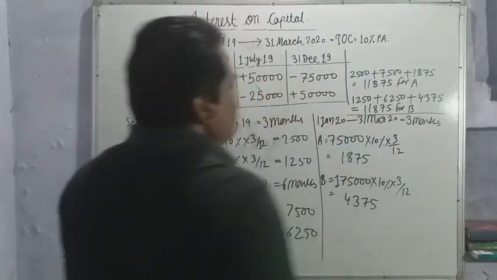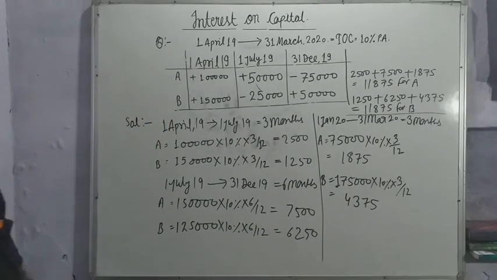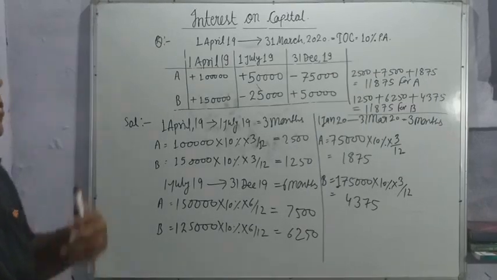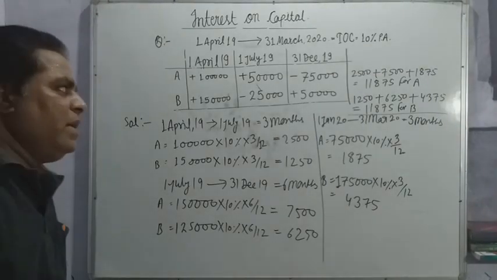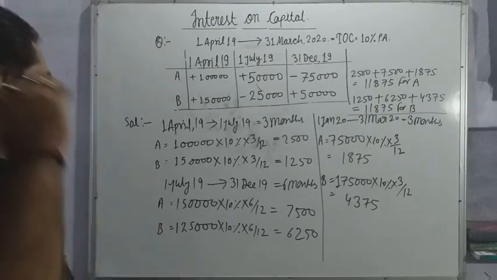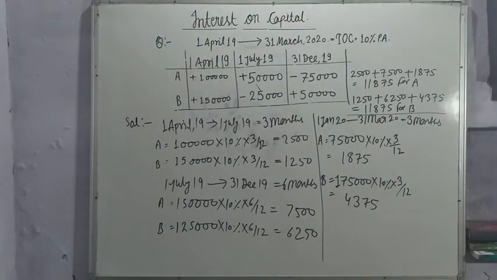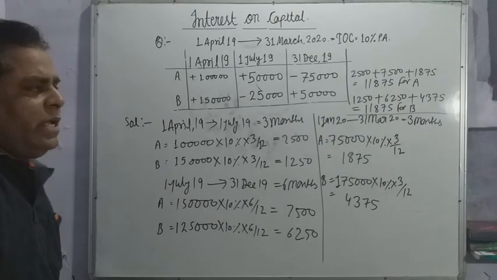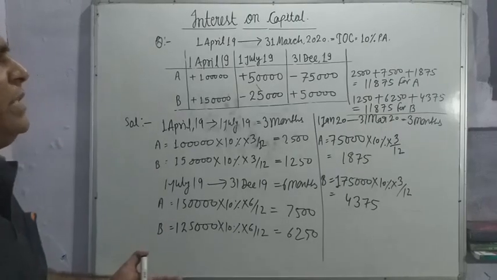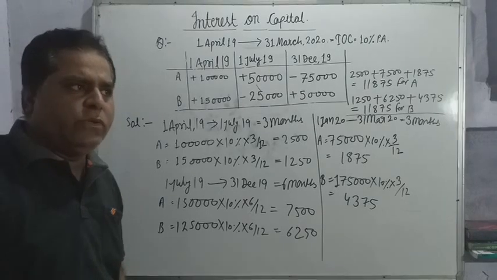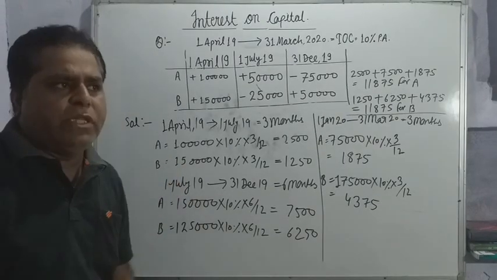So this way we can find out interest on capital for A and B if partners are contributing their capital or withdrawing their capital in between the accounting period. So how we can determine interest on capital, I have explained to you. This is my first video for interest on capital part 1. In my next video you will see the other rules and regulations for interest on capital. Thank you, and solve the questions on the basis of this topic.